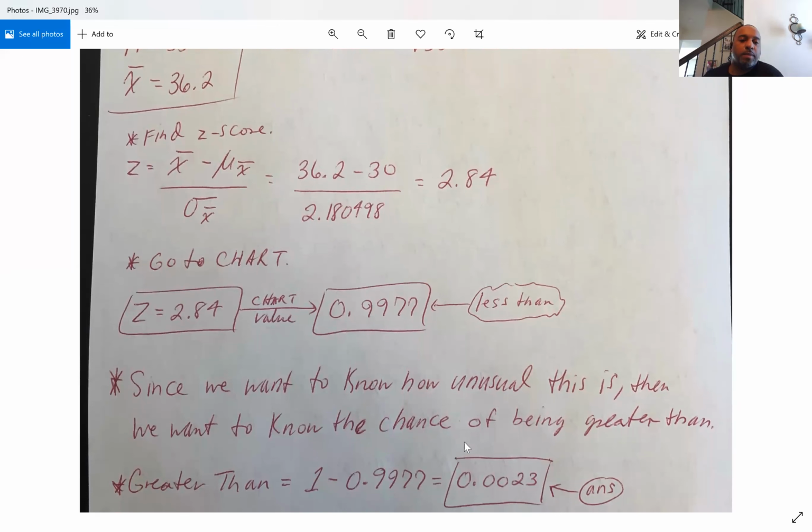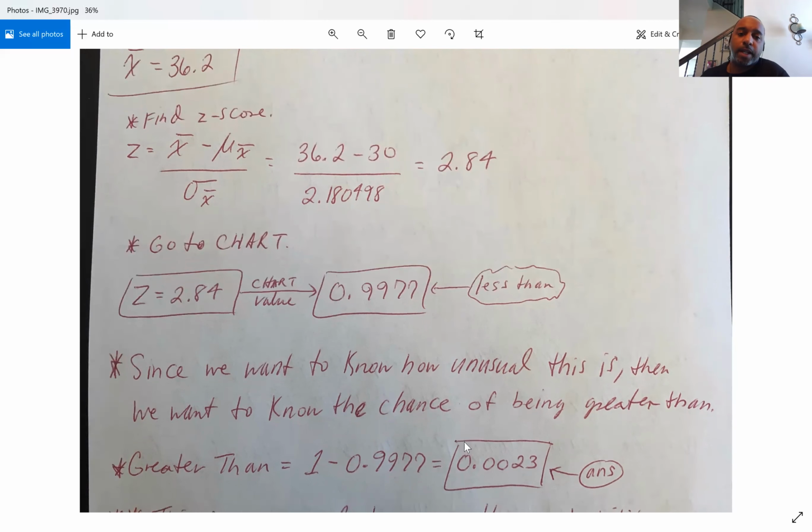Okay, so that first statement right there says, since we want to know how unusual this is, then we want to know the chance of it being greater than. So we're going to find greater than by subtracting that 0.9977 from 1, which gives us 0.0023.